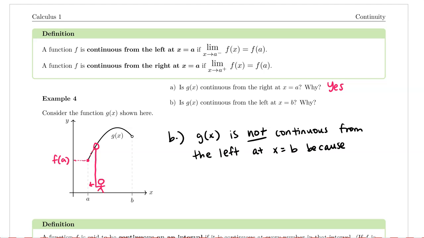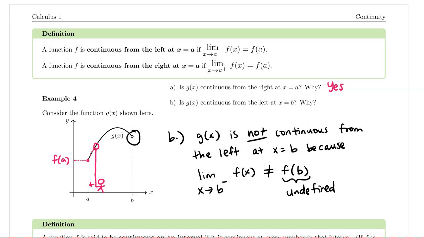G of x is not continuous from the left at x equals b because if we look above at the definition, the limit as x approaches b from the left-hand side of our function is not equal to f of b. And you'll notice that there's a hole there, or open circle, and that's because here f of b in this scenario is undefined. So the limit cannot equal f of b since f of b does not exist. And that concludes example 4. All right, let's move on.